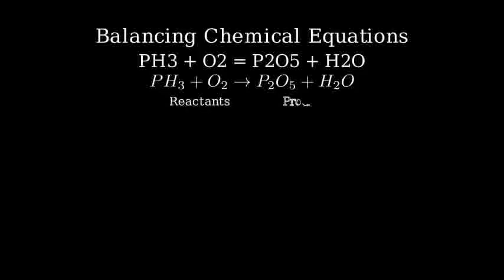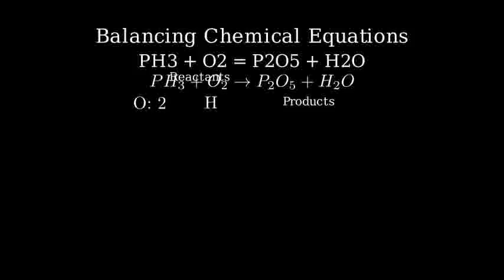It's important to note that the law of conservation of mass tells us that matter cannot be created or destroyed in a chemical reaction. This means we need to have the same number of each type of atom on both sides of our equation. Let's determine how many of each atom we have on each side of the equation.